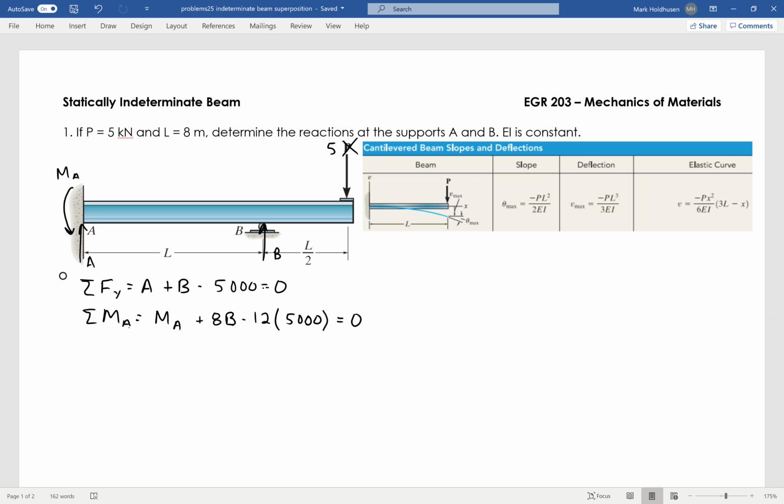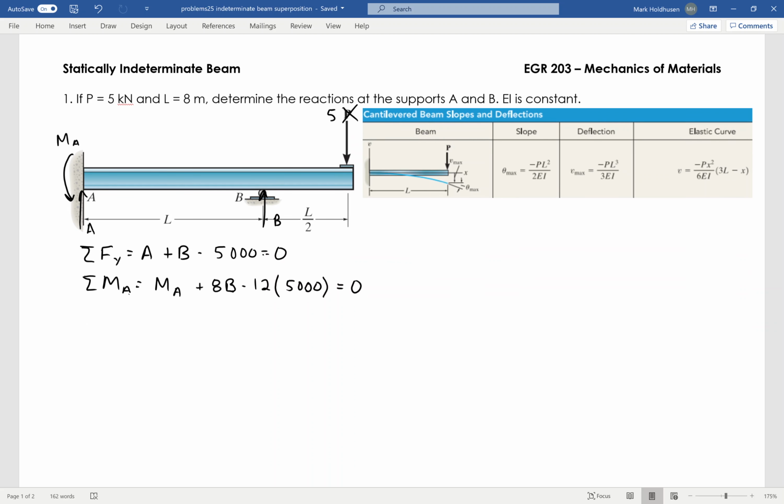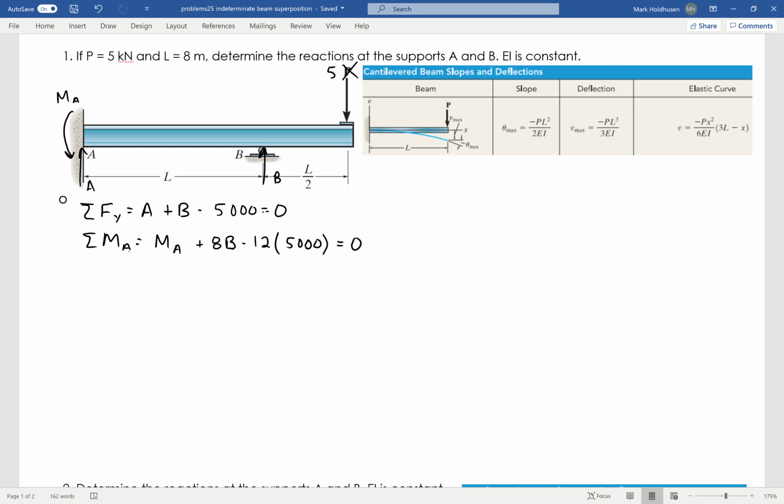So what I need to do here is superposition to get another equation. I'm going to break this up into two beams. The first beam will be 5,000 acting at the end like that. And then the second beam will be B acting right there. Essentially that's an 8-meter beam with a force at the end of it. The rest of it is just going to keep going up.